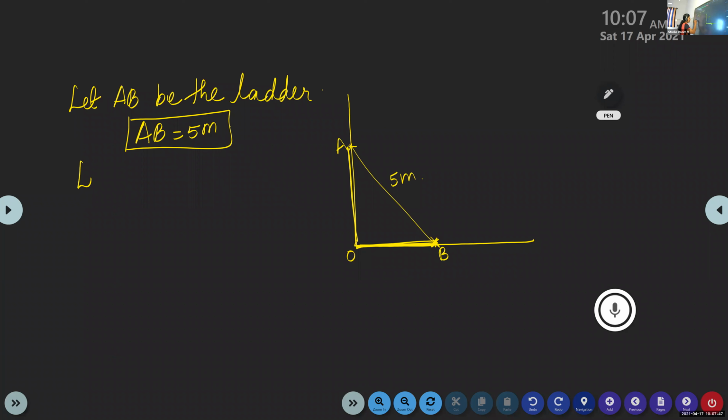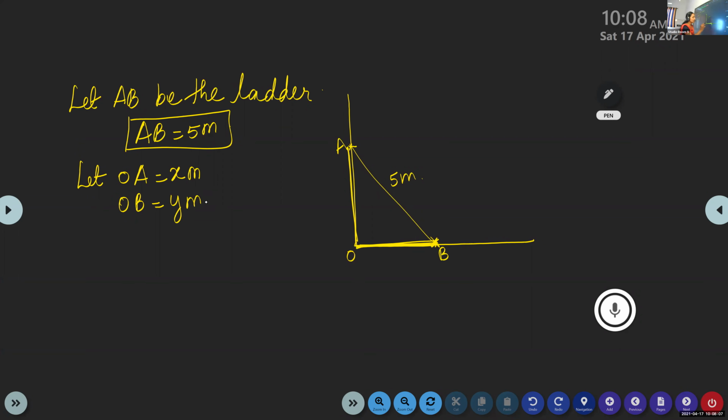So let us take OA is equal to X meters and OB is equal to Y meters. Listen, Aparna, you can write afterwards. I'll give time for copy. Now listen, it's important.